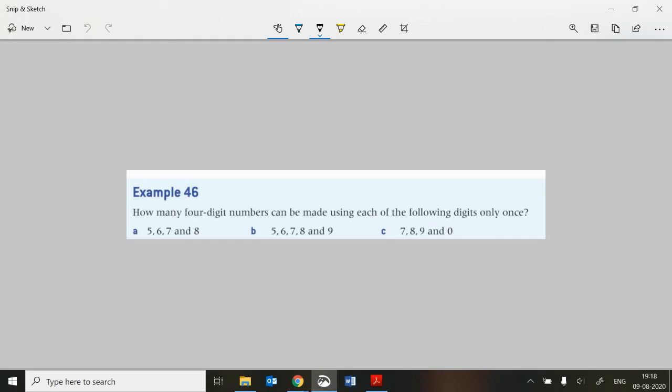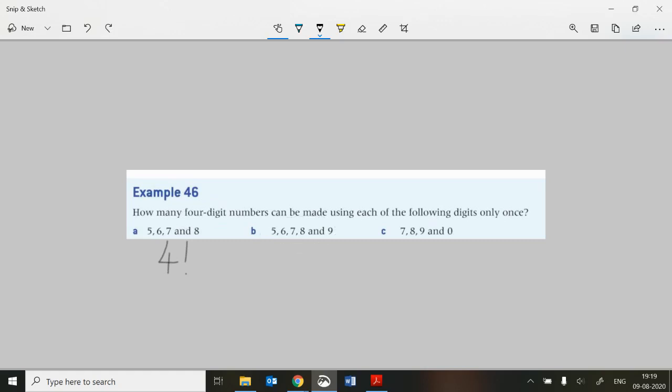Here we go. How many 4-digit numbers can be made using the following digits only once? So the order matters here. And so for the first one, it's simply going to be 4 factorial. And you can calculate that as well. Obviously, you should come up with the actual number of ways. But you'll have 4 in the first space, 3 in the next space, 2 in the next space, and 1 in the next space.